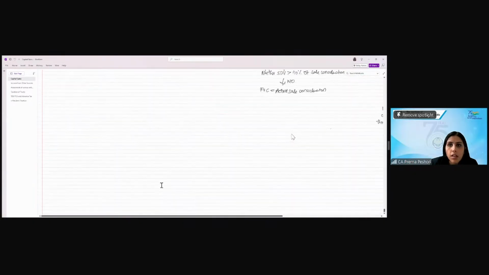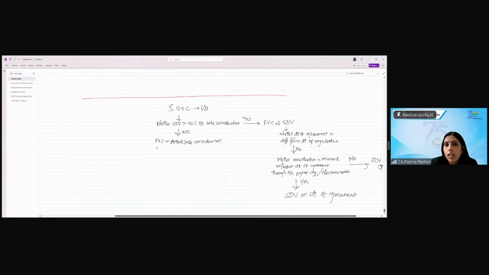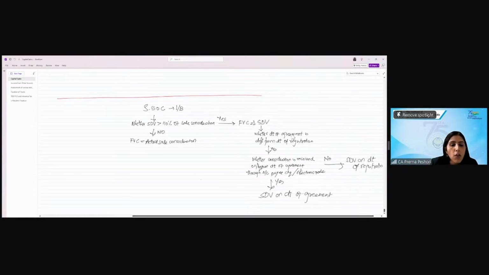I think, yeah. So if you see, 50C says the same thing where the SDV is greater than 110% of the sale consideration. If yes, then the full value of consideration will be SDV. Now if the SDV is different on the date of agreement and date of registration, then you need to see whether the consideration is received on or before the date of agreement through account payee cheque or electronic mode. If yes, then you take the SDV as on the date of agreement. If no, you take the SDV as on the date of registration. Right? So it's the same thing in income from other sources.